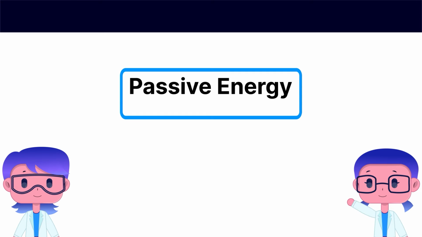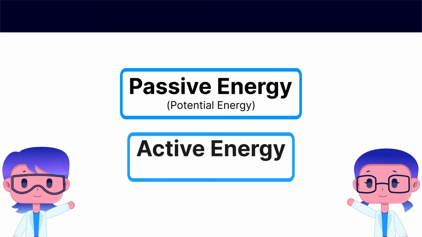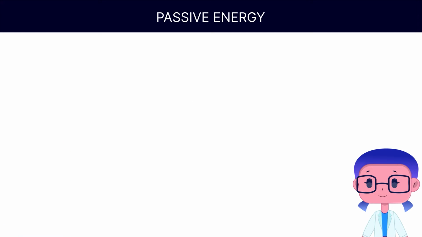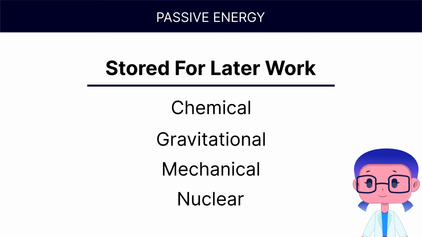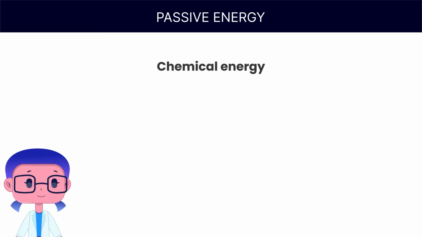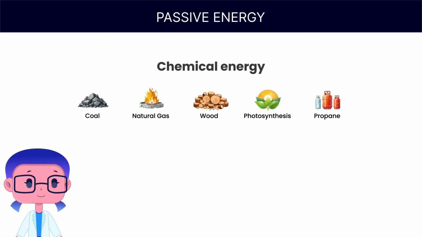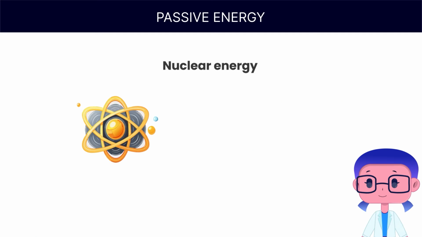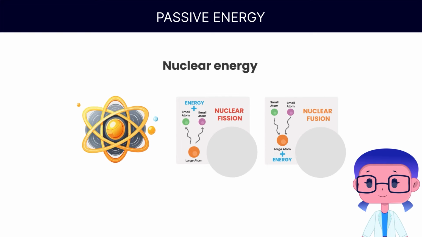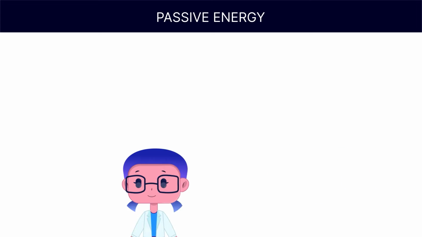There are two types of energy in this universe. There is passive or potential energy, and there is active energy or kinetic energy. Passive energy is stored for later work in chemical, gravitational, mechanical, and nuclear states. Chemical energy is stored in the bonds between atoms and molecules. Some items that contain this type of energy are batteries, coal, and petroleum. Nuclear energy is stored in an atom's nucleus, which helps it hold together. Large amounts of energy can be released if the nucleus is split.